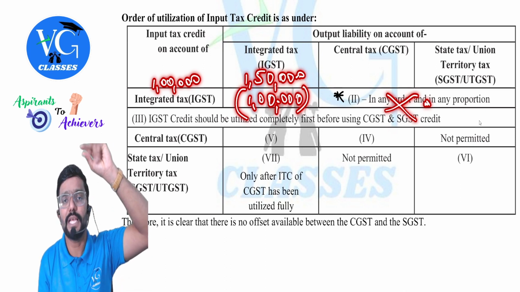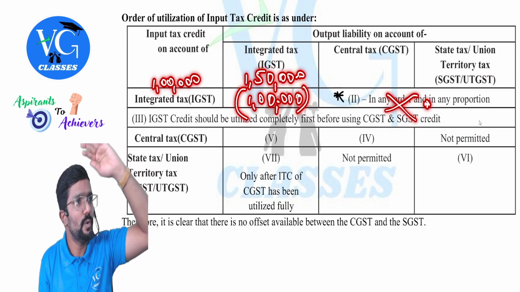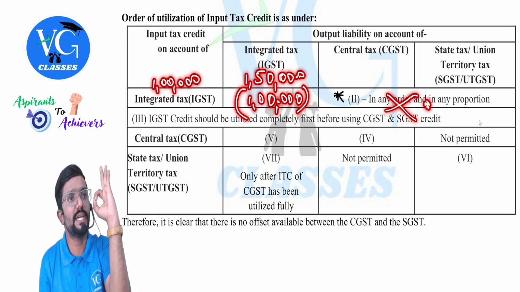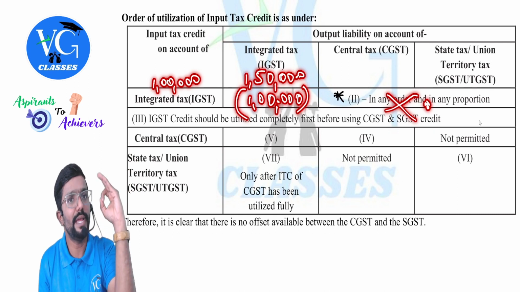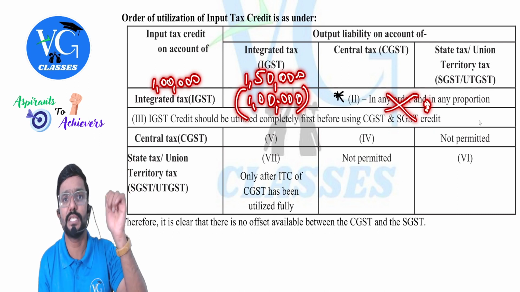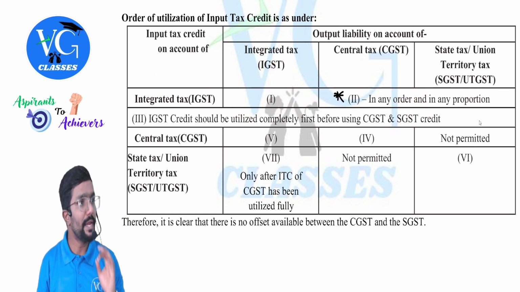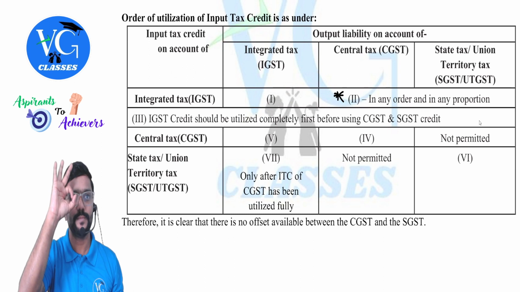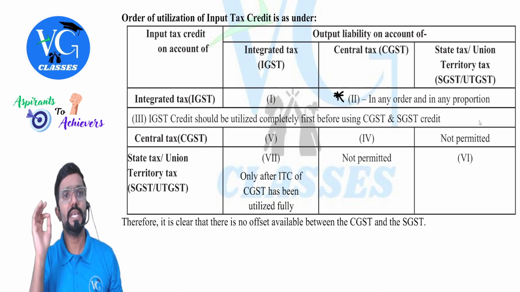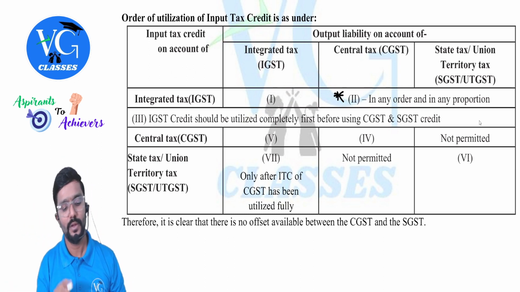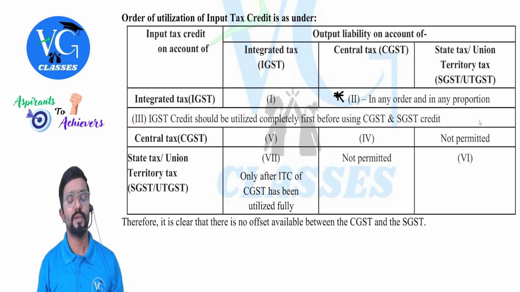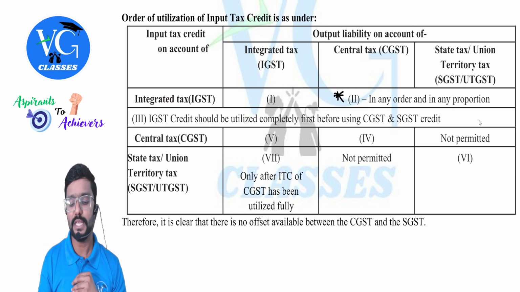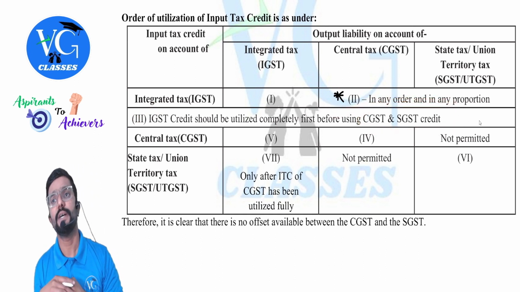Hope you are understanding. Is IGST credit fully utilized now? Yes. Only when you have utilized IGST credit fully, that means IGST credit is now 0, can I go and touch CGST or SGST credit? Yes. I repeat, only when IGST credit is fully utilized, that means it has become 0, I can go and touch CGST or SGST credit. That is what I have mentioned in the third point: IGST credit should be utilized completely first before using CGST and SGST credit.